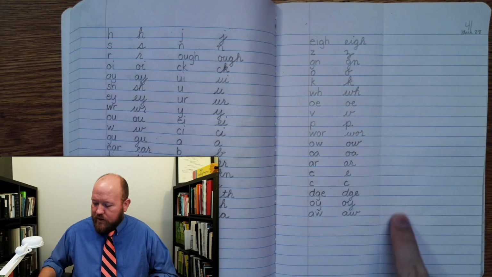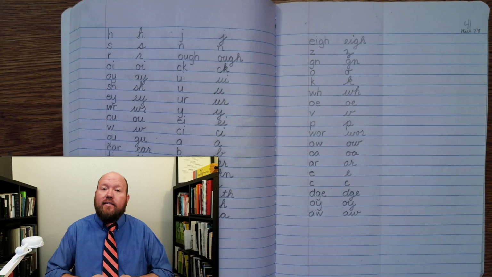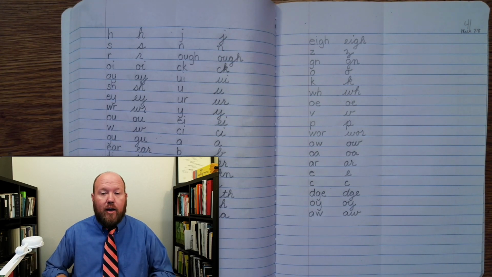All right, now it's time for the written phonogram review. We'll be doing this last column right here. I will say the sound followed by the cue if there is one. You should say the sound followed by the cue and write the phonogram yourself. Don't look at mine to see how to spell the phonogram before you write it. Write it as best you can from memory.